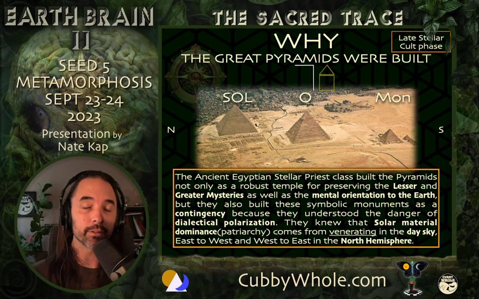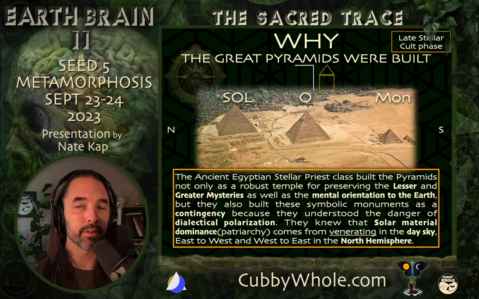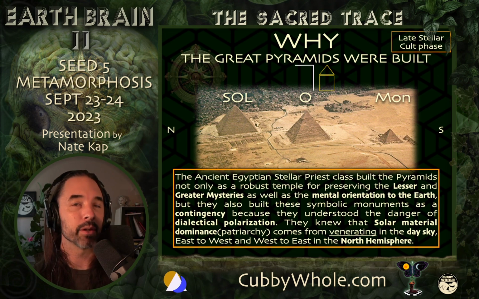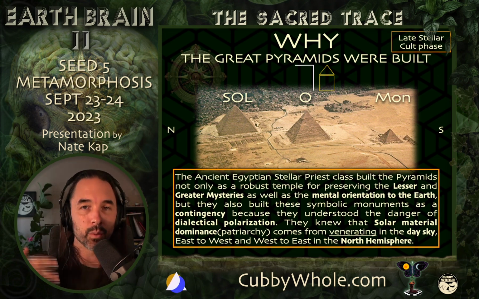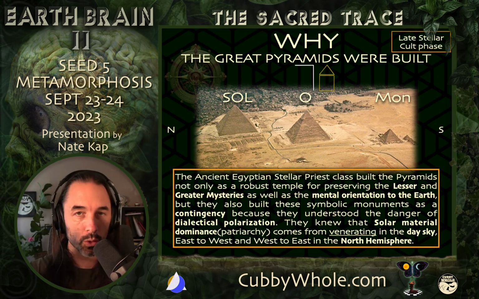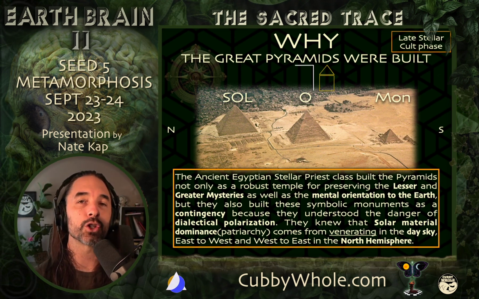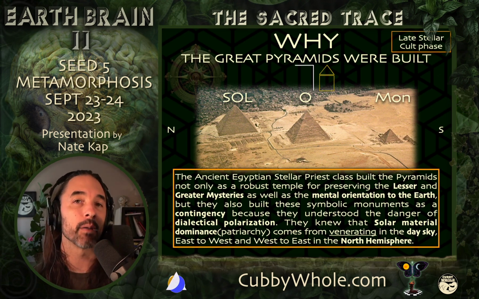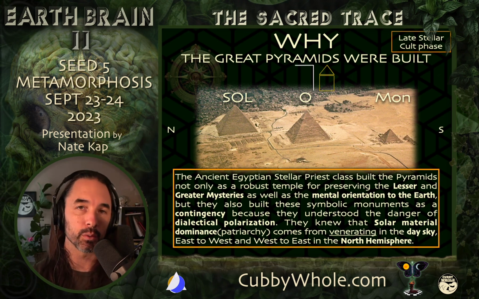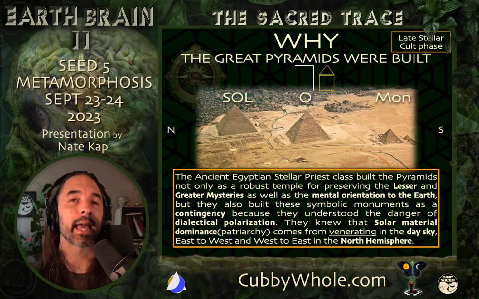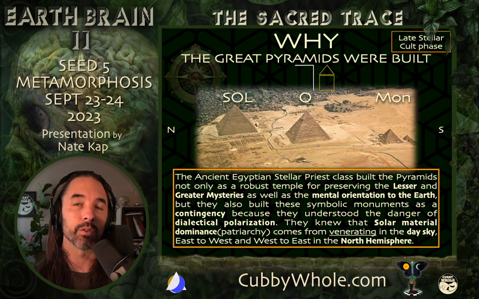So when the stellar people built these pyramids, they knew that if we went too far north and we venerated in the day sky, what we were doing was creating too much of a masculine imbalance. Okay, so that was the warning from the stellar. But then when we went into the solar mythos, or the lunar and especially the solar, it became corrupted. And so the warning that they gave, it's already passed, but it's still there.